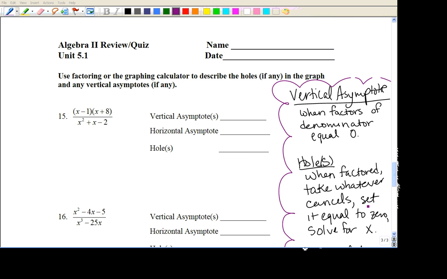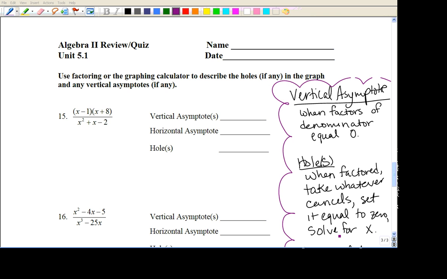Okay, so for this next section, we're going to use factoring or the graphing calculator to describe the holes, if there are any, in the graph and any vertical asymptotes, if there are any. So vertical asymptotes are when you find the factors of the denominator and set them equal to 0 and figure out what x would be equal to, and that will give you your vertical asymptote. Holes in the graph are whenever, factored, you take whatever cancels, set it equal to 0, and solve for x.